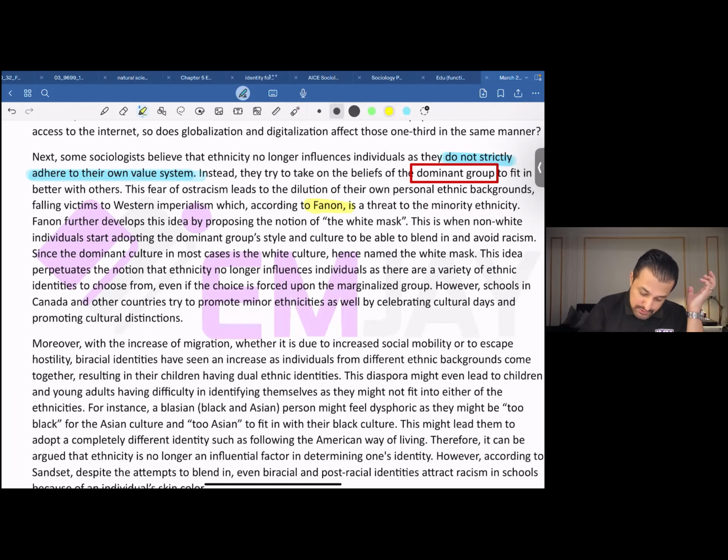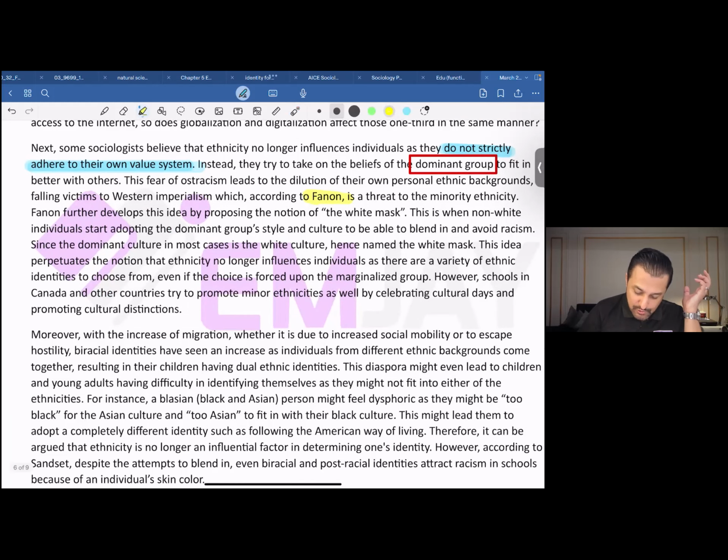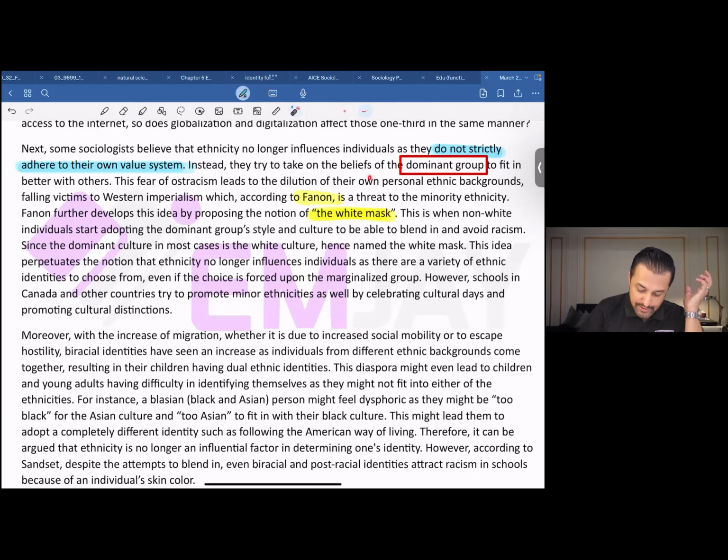Here you go. Fanon further develops this idea by proposing the notion of the white mask. You might as well pause and just Google white mask, you'd understand it right away. This is when non-white individuals start adopting the dominant group's style and culture to be able to blend in and avoid racism. Since the dominant culture is, in most cases, a white culture, hence named the white mask.